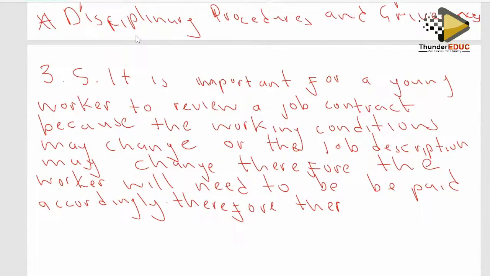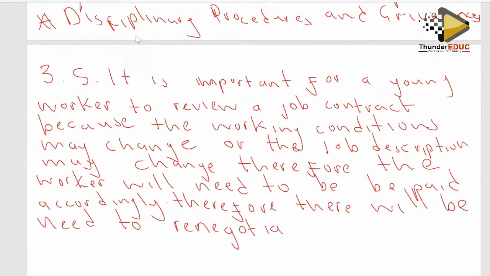There will be need to renegotiate the salary. So that is one thing.